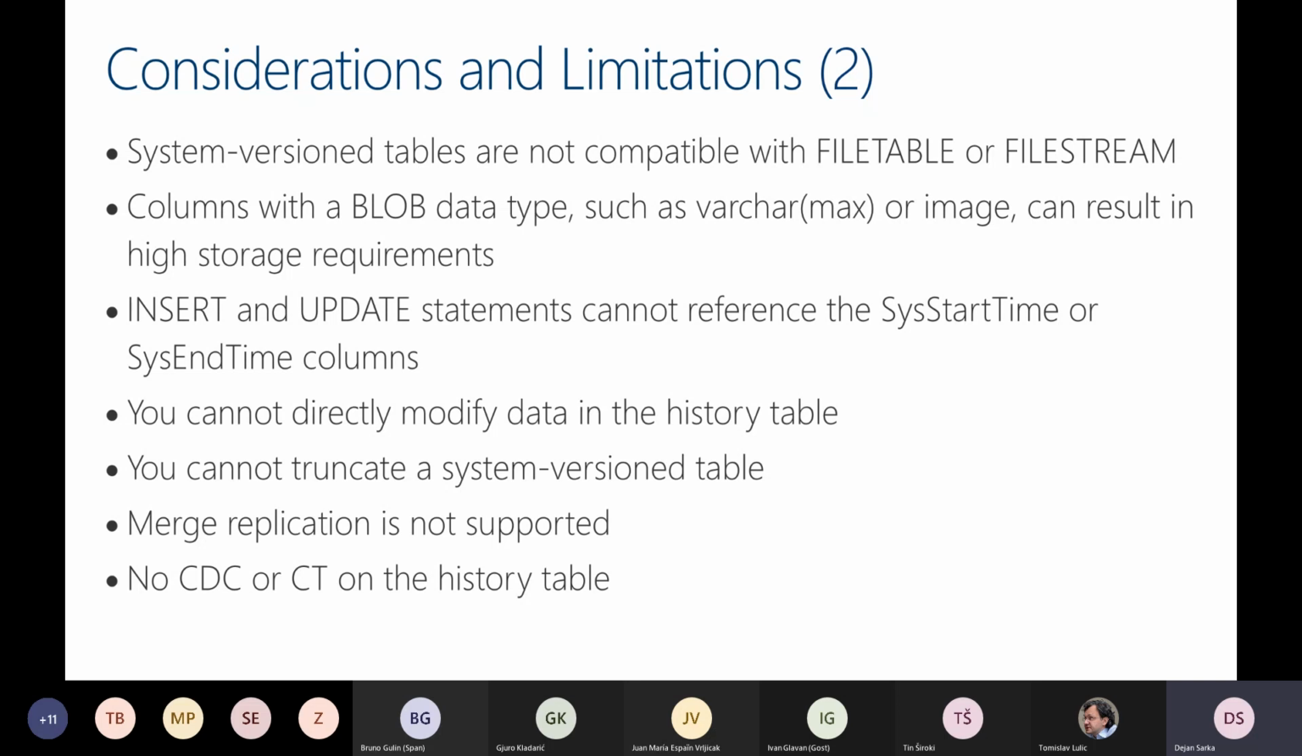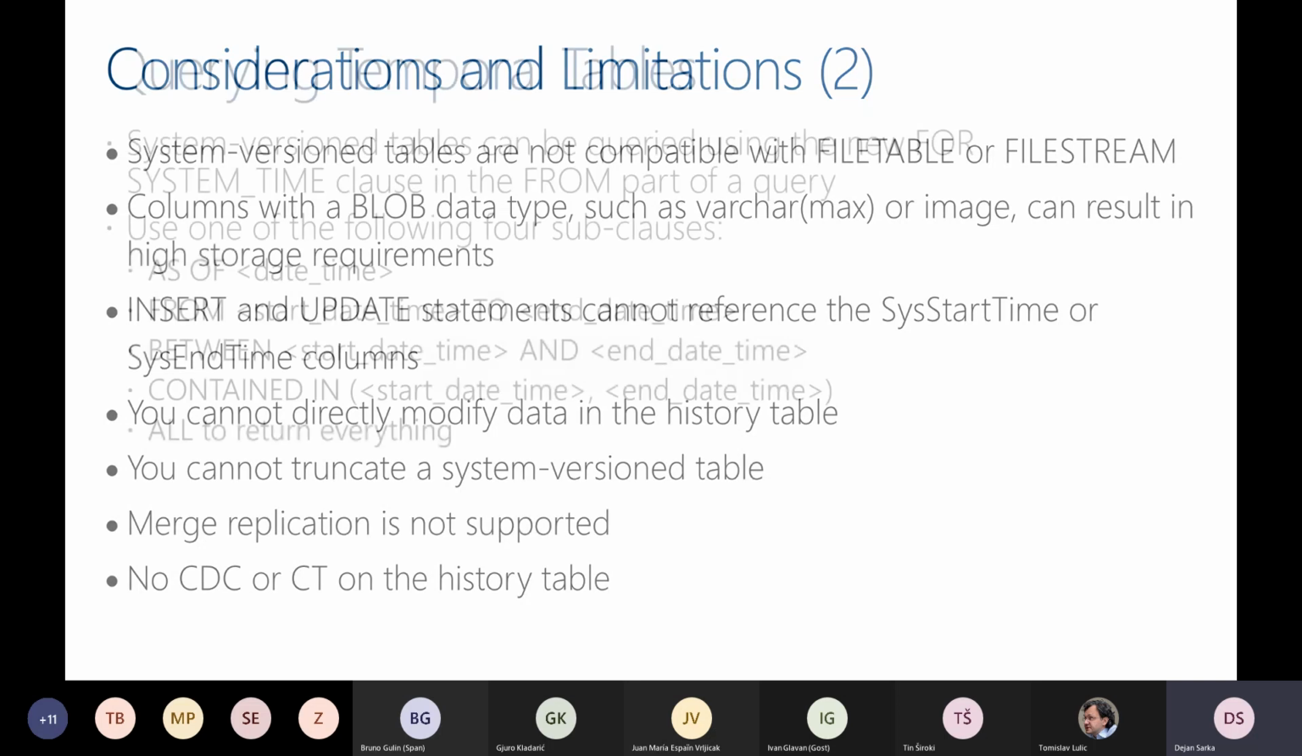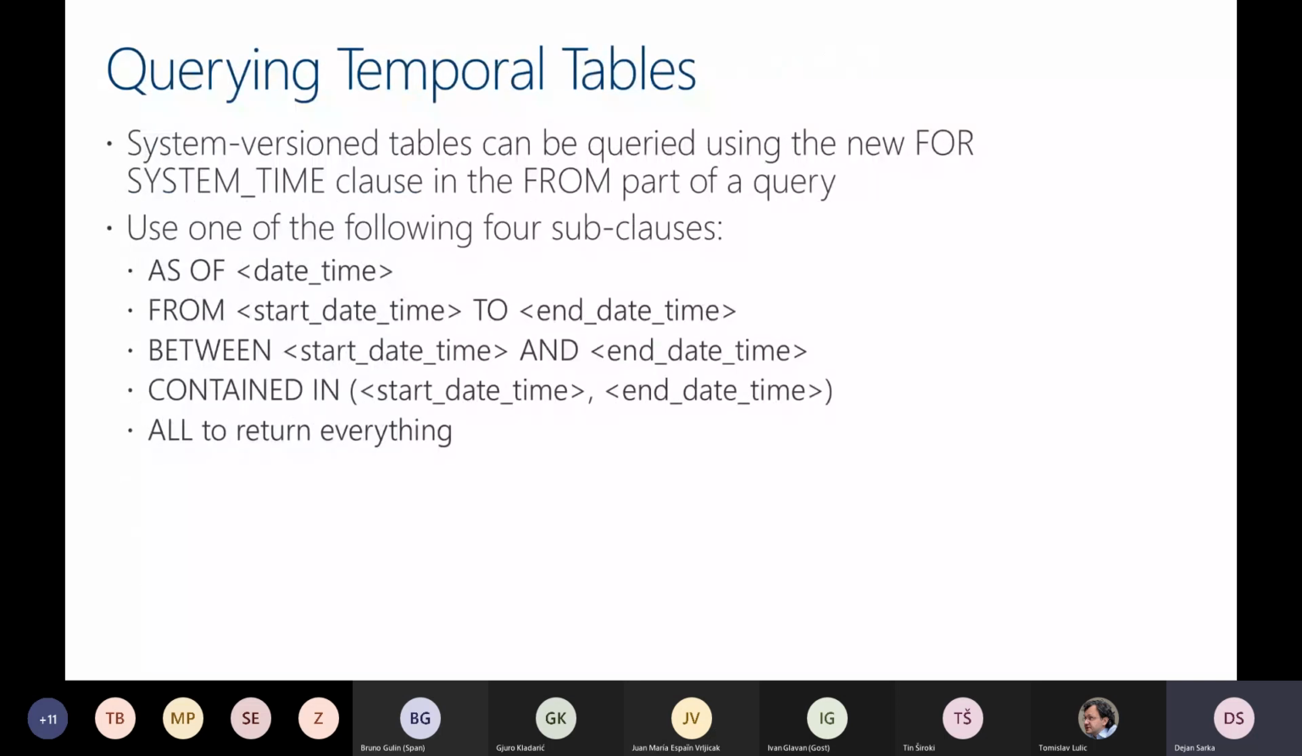You cannot truncate a system version table. Merge replication is not supported. And for the history table, you cannot use change data capture or change tracking. This is only on the history table. You can use this on the source table. So you can have multiple ways to track history.